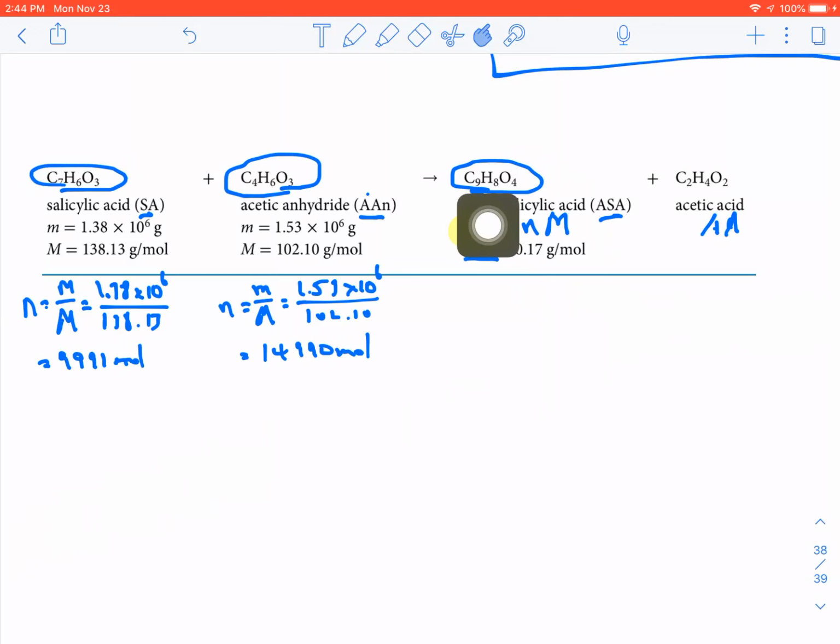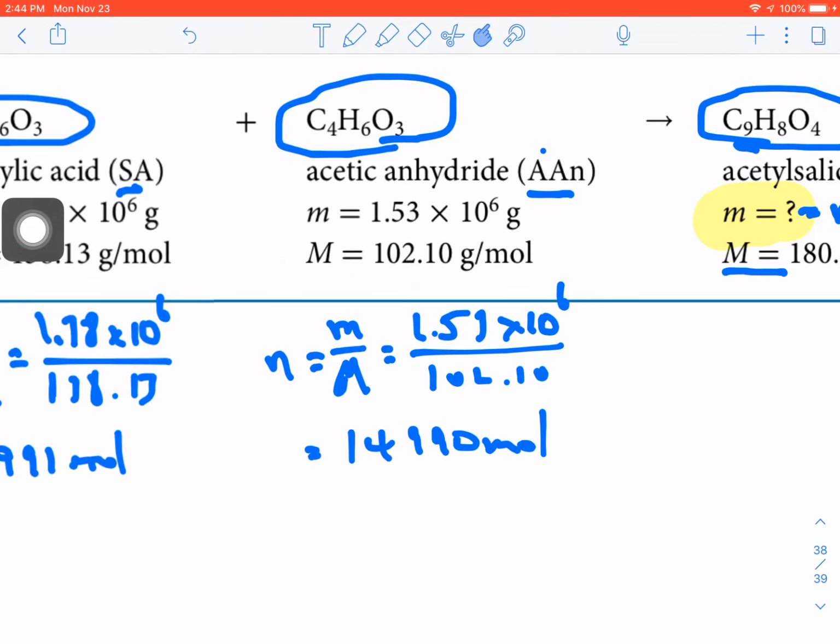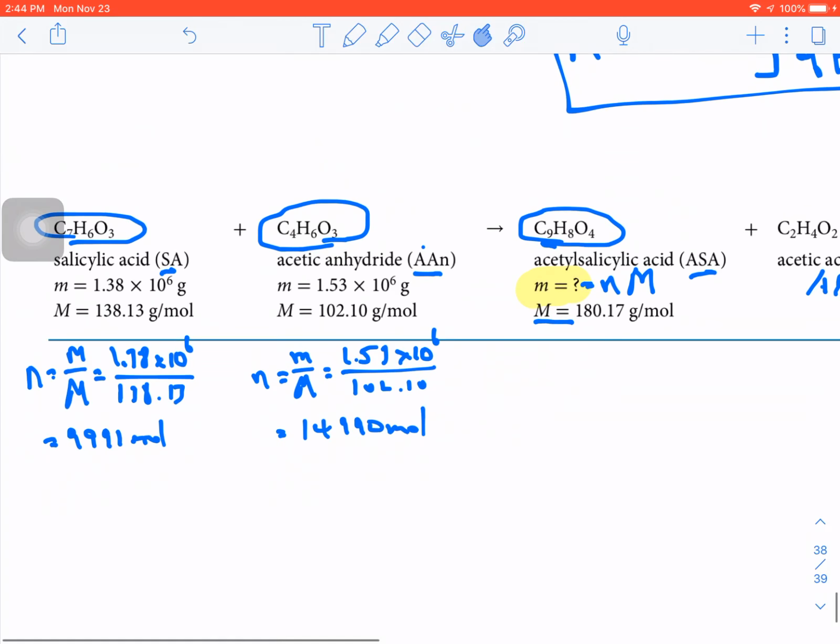C9H8O4. 9 carbons, 8 hydrogens, 4 oxygens. Now to make this, I need two ingredients. One is called salicylic acid, and one is called acetic anhydride. The salicylic acid is C7H6O3, and the other one is C4H6O3. So those are my two reactants.